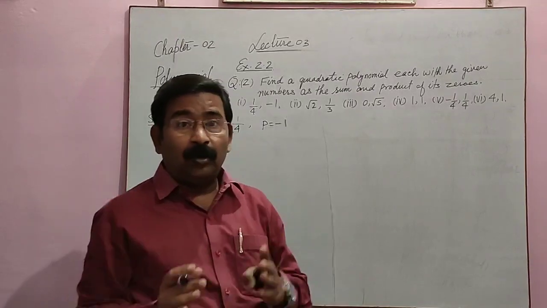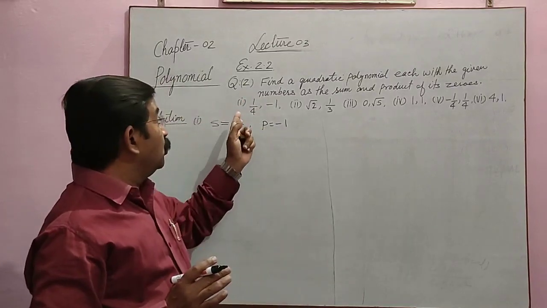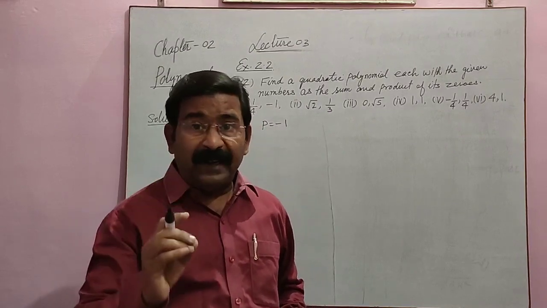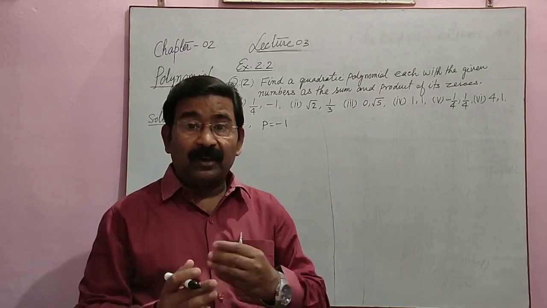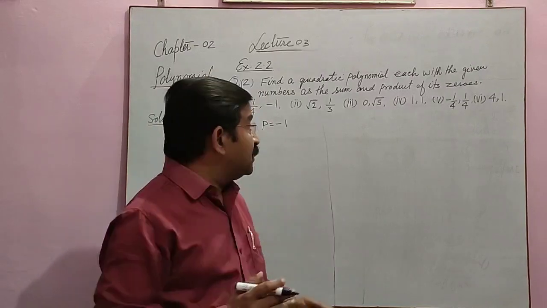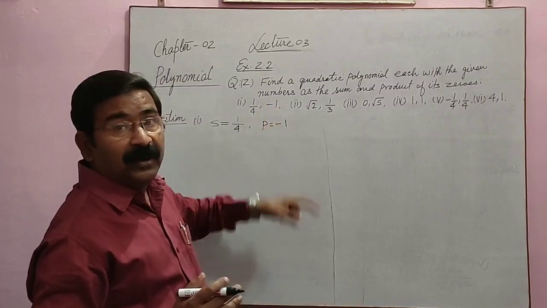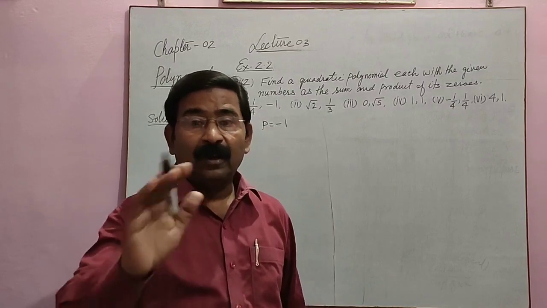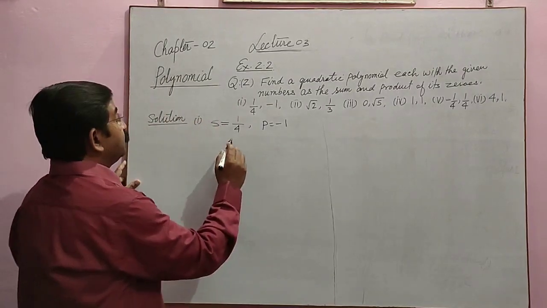Direct method, when to apply direct method? Whenever you are given a question to find the polynomial and you have to use that obtained polynomial further in the question, means you have to proceed the question further using that polynomial, then you can use direct method. Means suppose you are given sum is 1 upon 4, product is minus 1, and you have to find the polynomial and that polynomial is further used for the question, then you can use direct method. What is direct method? Let's see.